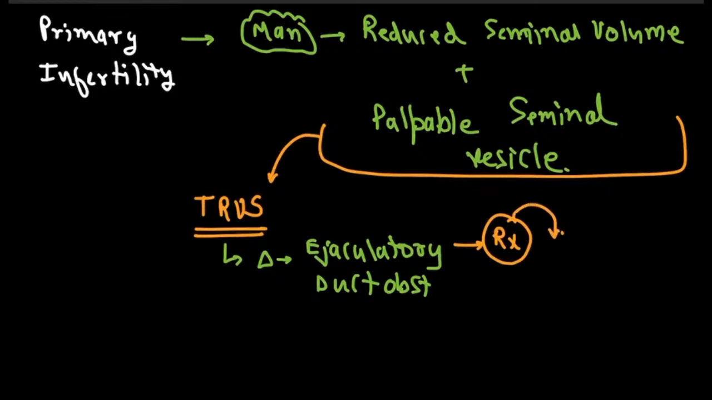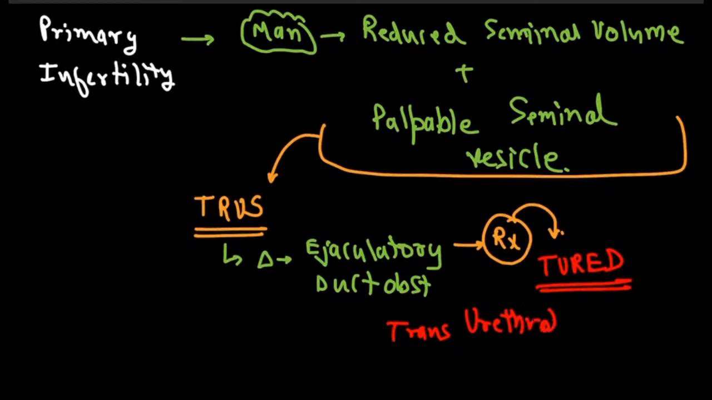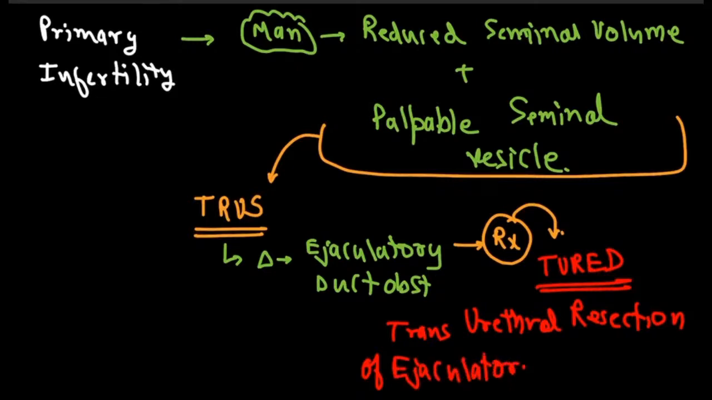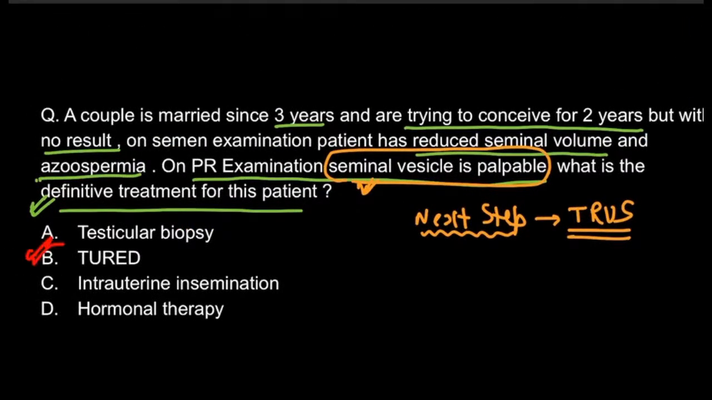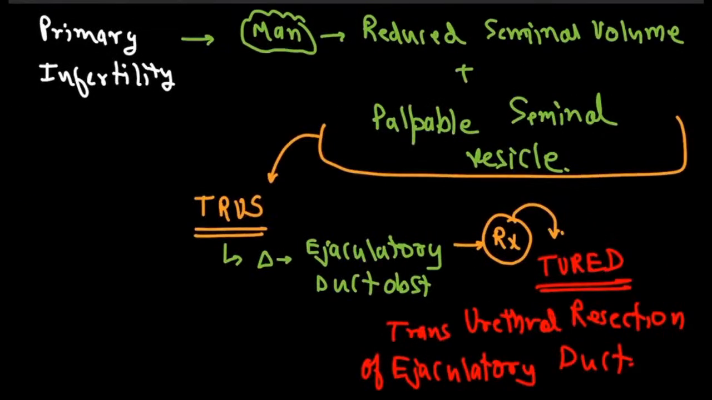And what can be the treatment for this, guys? The treatment for this is TURED. What is this TURED? It is transurethral resection of ejaculatory duct. Do you get this point? So the treatment is TURED, that is a transurethral resection of an ejaculatory duct. Okay, I hope you get this point. So here the patient is suffering from an ejaculatory duct obstruction. So what you can do is go through the transurethral route and resect the ejaculatory duct, and that is what you call TURED.